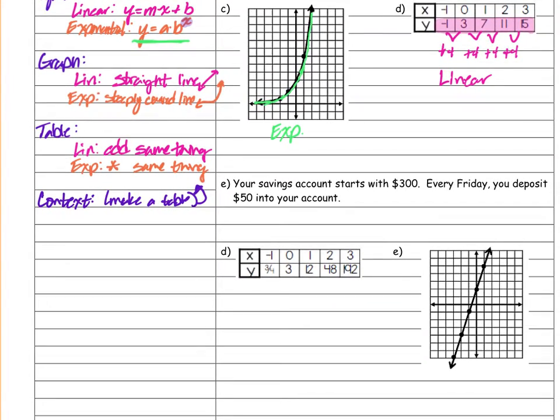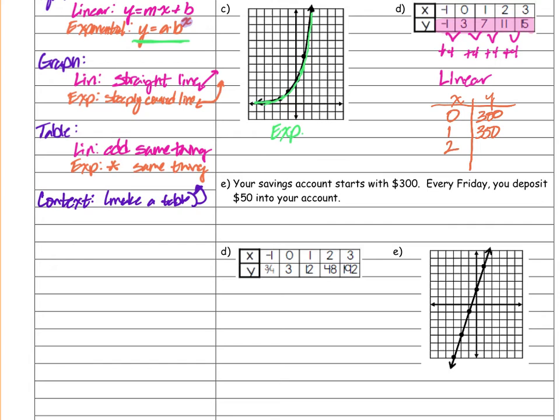Okay. Says your savings account starts with $300. Every Friday you deposit $50 into your account. So I'm just going to make a real quick little table because it'll be easy. So X and Y. So starts, that means on 0, I'm starting with $300. Okay. On the first Friday I deposit $50, so I have $350.